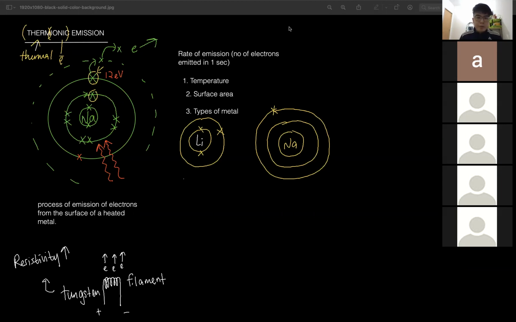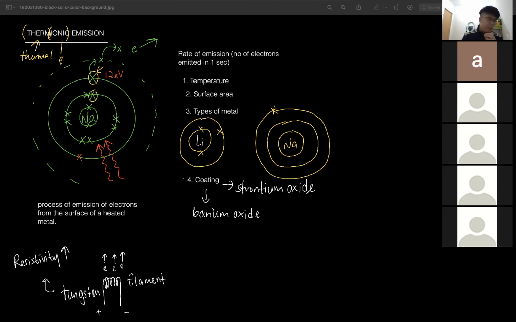Okay, number 4 is coating. Like coated material. Okay, what coating? Now there are 2 types of coating. Barium oxide. You need to remember the name also. Barium oxide and strontium oxide.